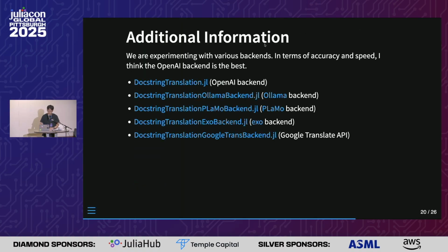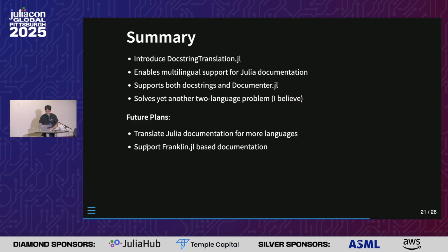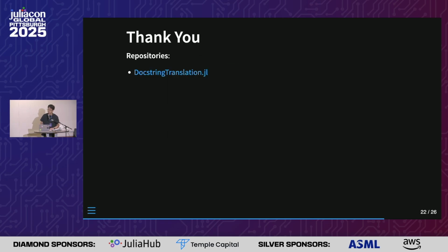Okay, and my DocstringTranslation adopts an OpenAI backend. Technically, we can inject any kind of translation engine. I have prepared lots of various packages. If you have time, please use this. Okay, let's summarize my talk. I introduced DocstringTranslation, which enables machine translation support for documentation. I believe it solves yet another two-language problem. Thank you. Please try my package.